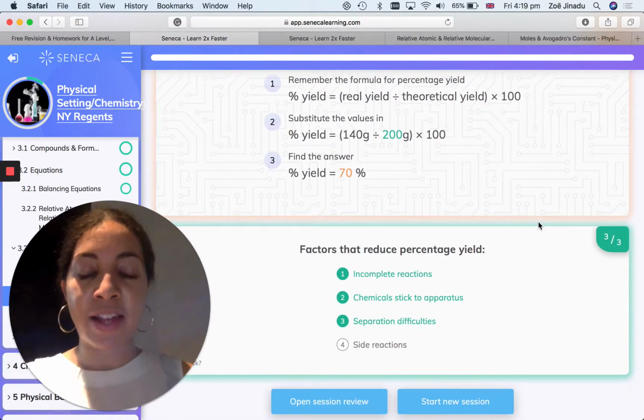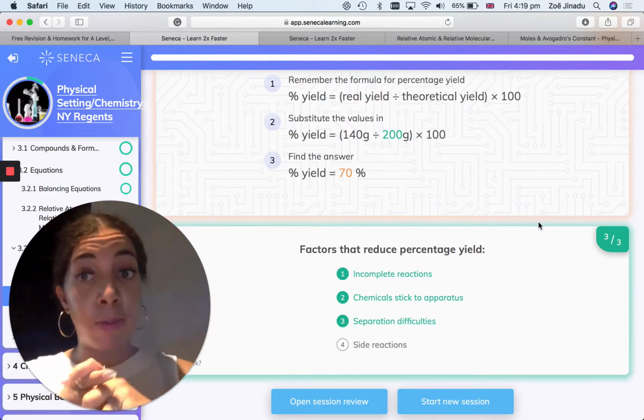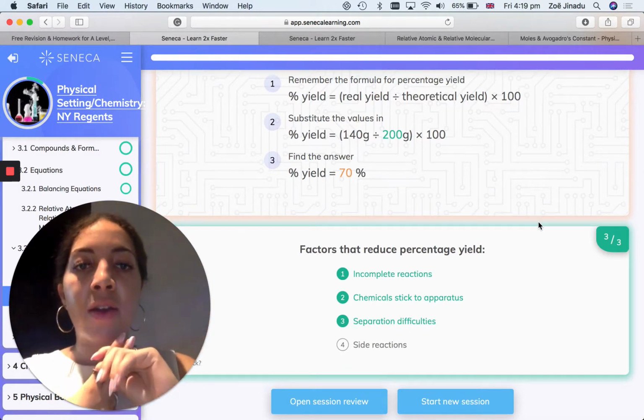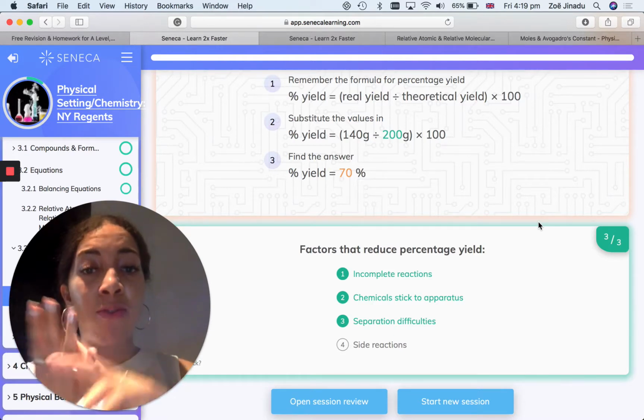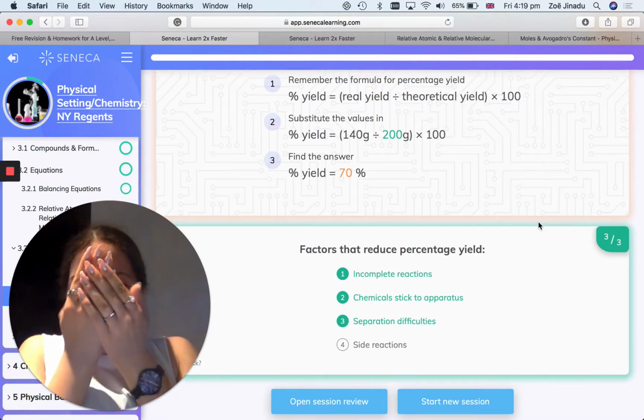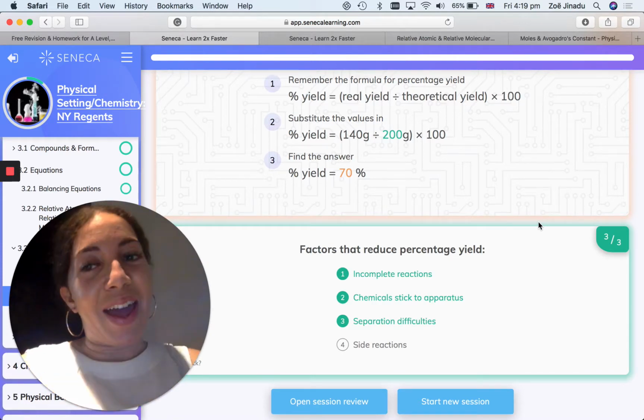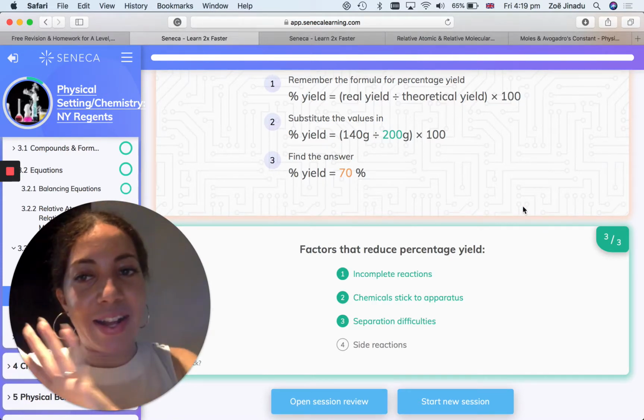Factors that reduce percentage yield: 1. Incomplete reactions. 2. Chemicals sticking to apparatus. 3. Separation difficulties. And 4. Side reactions.